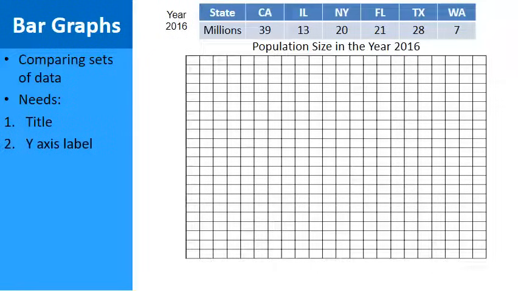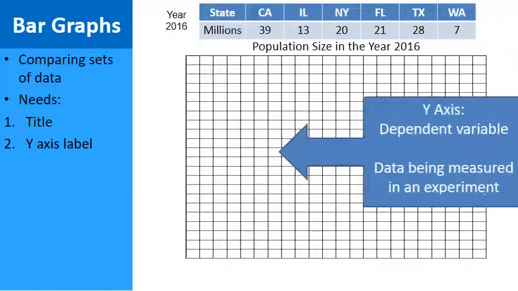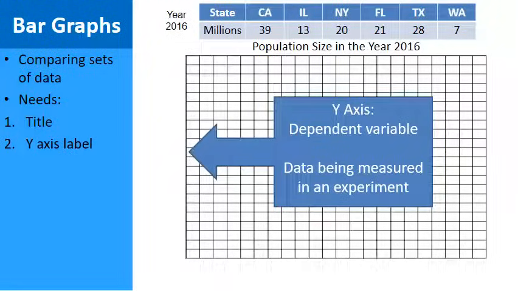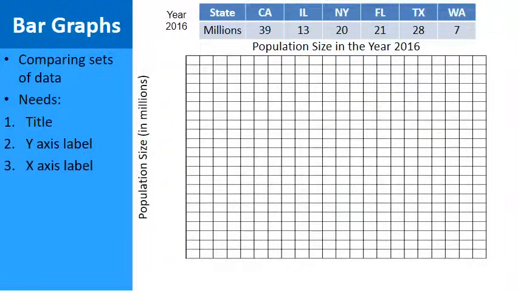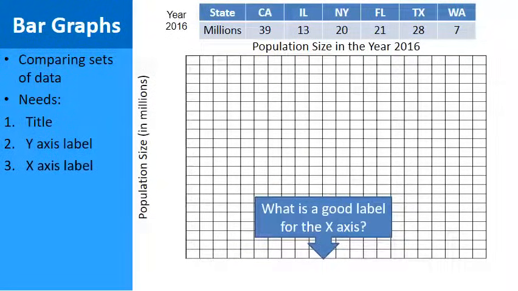Well, now let's actually start with the y-axis. Again, this is the dependent variable, the data being measured. How about a label for this? How about just population size in millions of people? Well, now we're going to shift to the x-axis. What do you think a good label for our x-axis might be? What can go down here? I hope you realize that would be the states of the United States that we're going to be graphing. We're going to be graphing 6 of the states here, California through Washington.